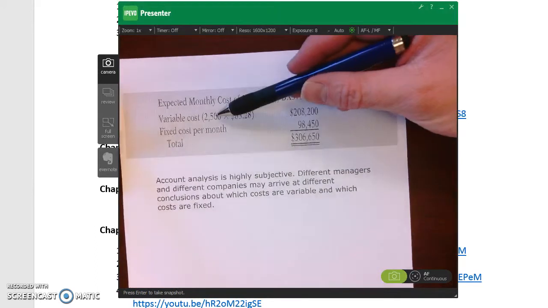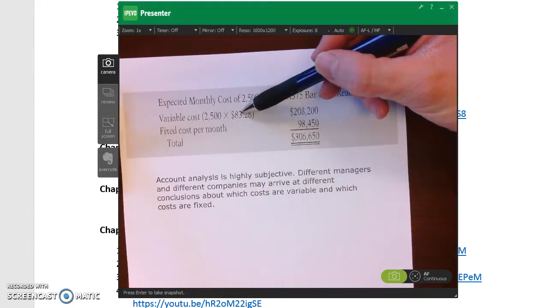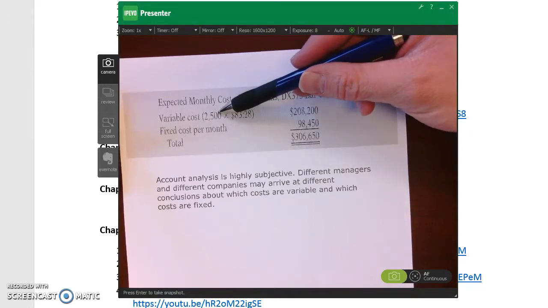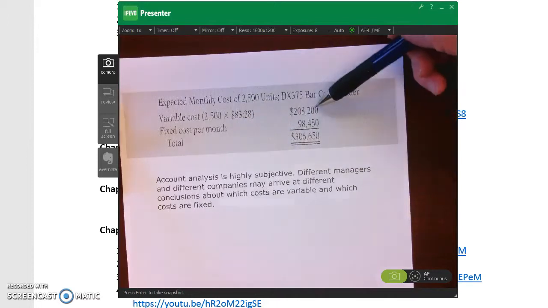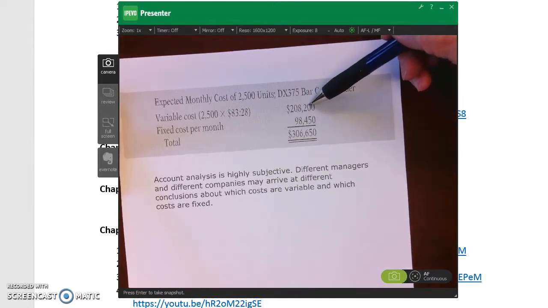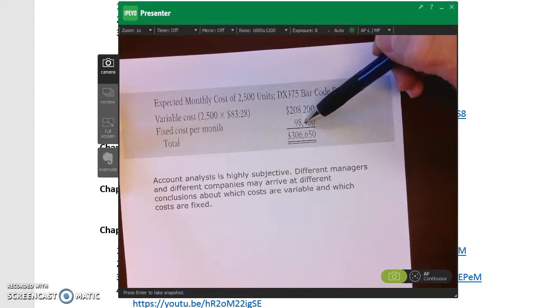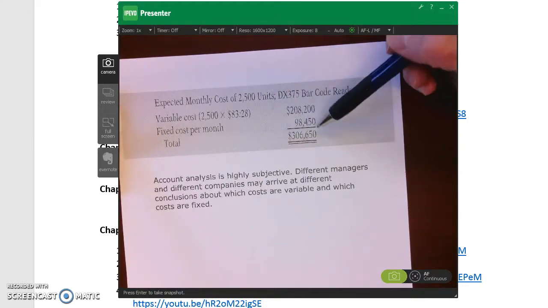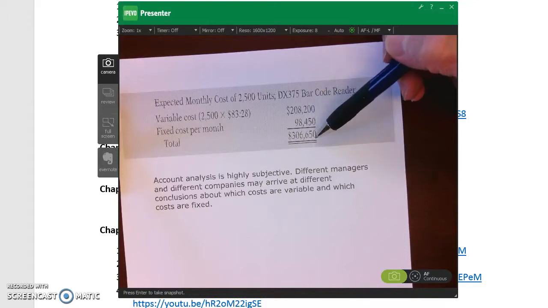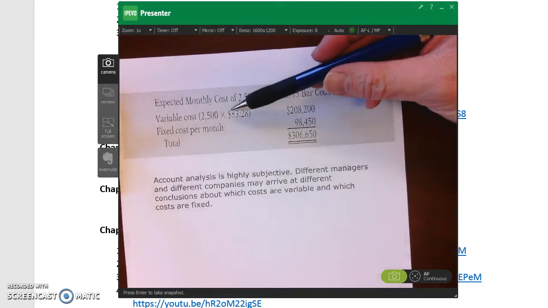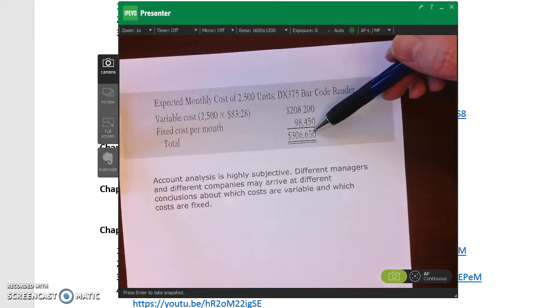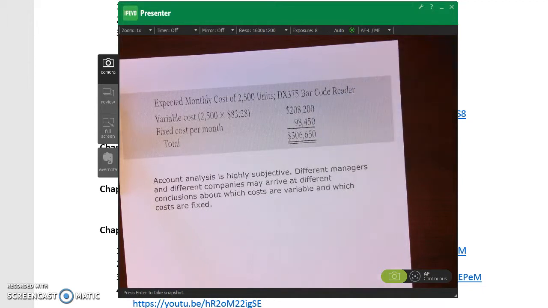So we can say our variable cost per unit stays the same, $83.28, multiplied by the new level of activity, 2,500, and that gives us our total variable cost right over here. And then we can add in our fixed costs, which we know will stay the same as we move from 2,000 to 2,500 units. Total fixed costs will stay the same. This will be our total costs. Okay? And if we know the price we sell our barcode reader for, we can figure out profit because we know our costs. And that's something we'd want to know.